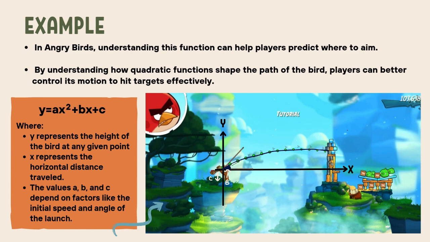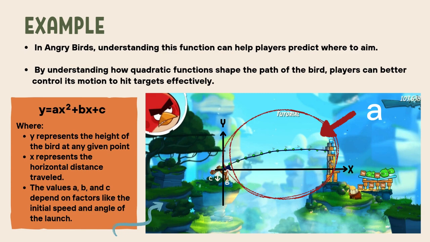Quadratic functions shape the path of the bird. So, if you understand this, you can better control its motion to hit targets effectively. The dotted line in the image shows the trajectory of the bird, which is the parabolic curve. According to the equation, y represents the height of the bird at any given point, while x represents the horizontal distance from the starting point.